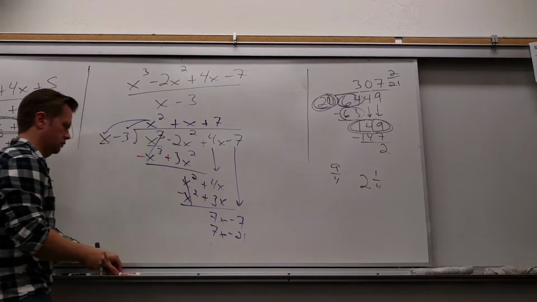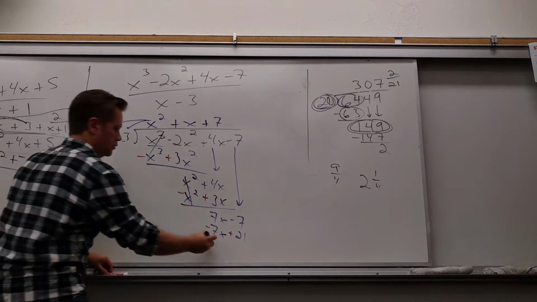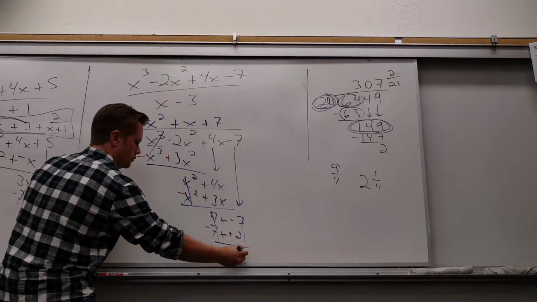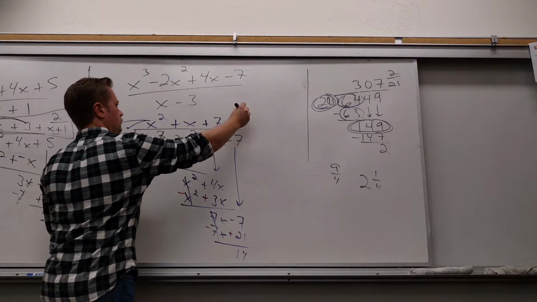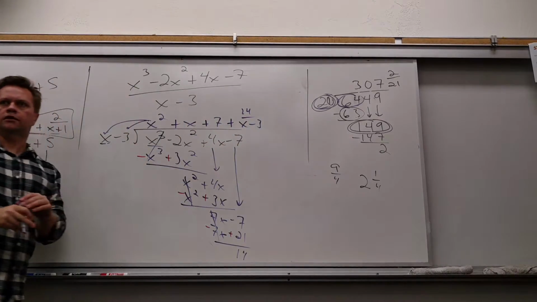-21. And then I change the signs. And there's your promised 14. Plus 14 out of x squared. That's the remainder term.